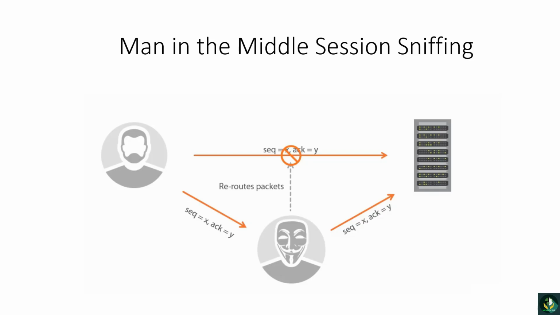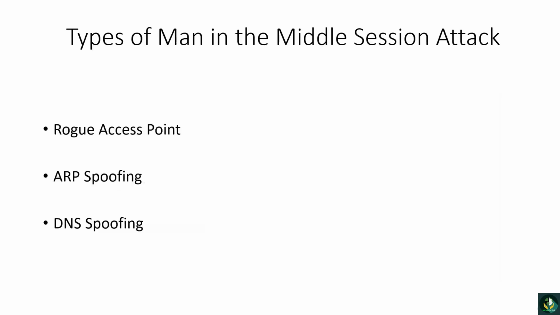So that's the man in the middle session sniffing. Let's look more at the TCP level session hijacking attack, and that's the IP spoofing. So, types of man in the middle session attacks. Specific types of man in the middle session attacks include rogue access point attacks, ARP spoofing, and DNS spoofing.